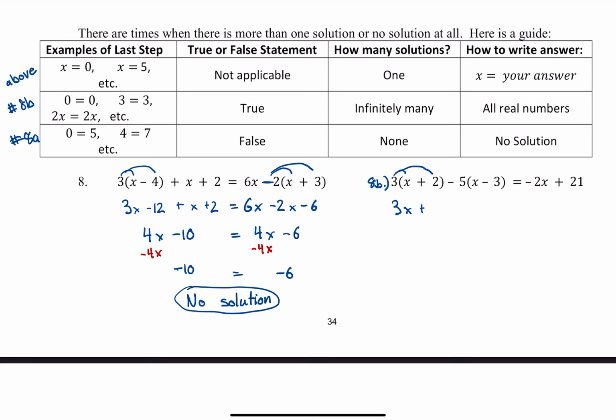So you distribute the 3. You get 3x plus 6, and then I'll distribute the minus 5. So I get minus 5x plus 15. Nothing to do on the right, so I'll just write that now. So minus 2x plus 21. Let's combine our like terms. So the 3x and the minus 5x, and then we'll also combine the 6 and the 15. So that is going to be a minus 2x plus 21 equal to minus 2x plus 21.